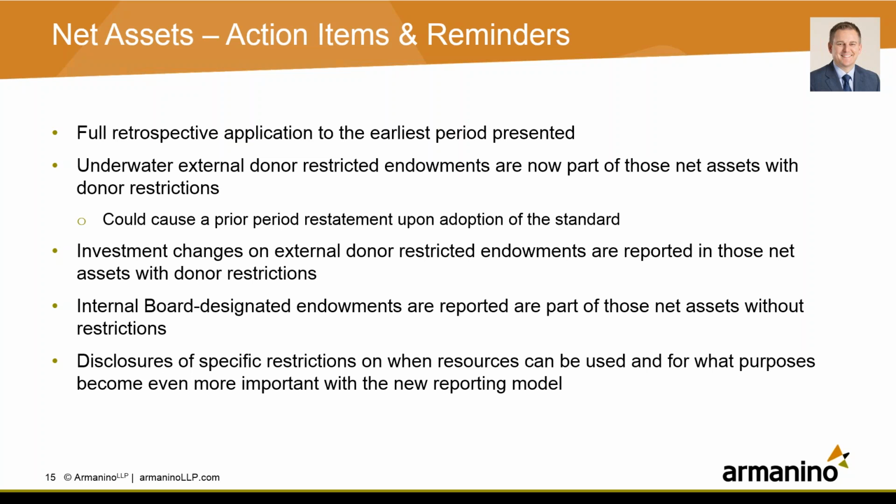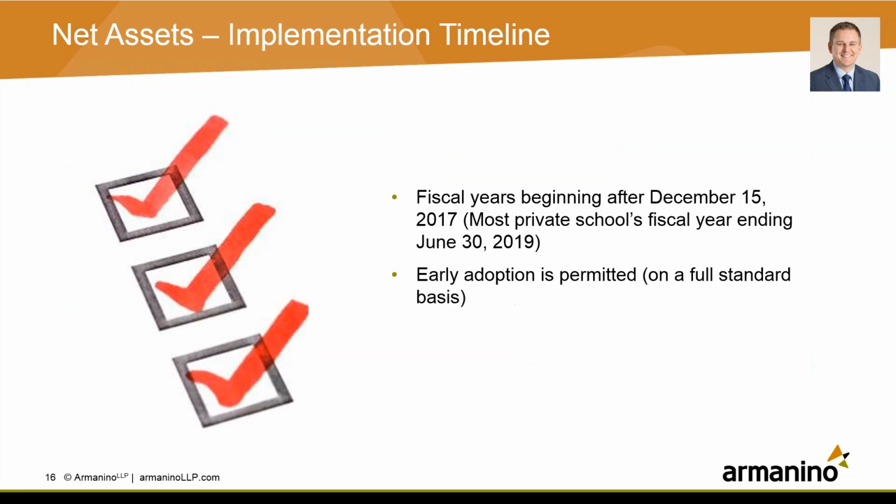Additionally, investment changes on external donor restricted endowments are reported in assets with donor restrictions. It's not any real change here from current guidance. Board designated endowments and the related earnings are now reported as part of assets without restrictions, and again, there's not any significant change there. The real change as it relates to this will be within the disclosures. The disclosures are now much more significant than under the old standard, and again, we'll get into that a bit later. So moving on to the next slide.